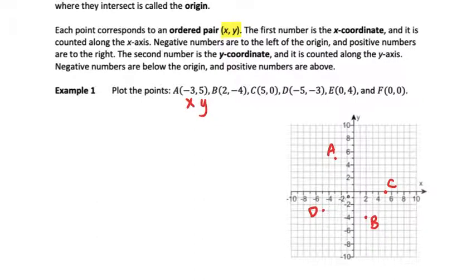Then point E is 0, 4. Now 0 for the x-coordinate means that the point is going to be up 4 and right on the y-axis. Point F is 0, 0. That's counting 0 on x, 0 on y, or in other words, that's the origin. So that's point F where the x and y axis cross.